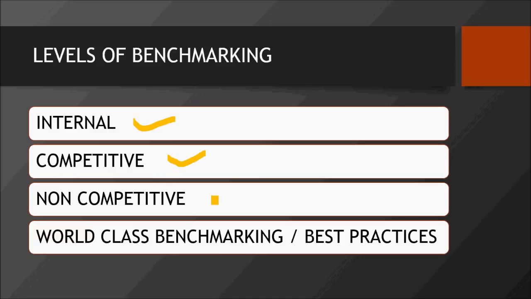In the case of non-competitive benchmarking, which is the next level of benchmarking, what you're benchmarking is a related process with an organization which might be in a completely different industry. This involves benchmarking a process by measuring and comparing. Now, it could be a related process in a non-competitive organization. It could be a related process in a different industry. It could be an unrelated process in a different industry.